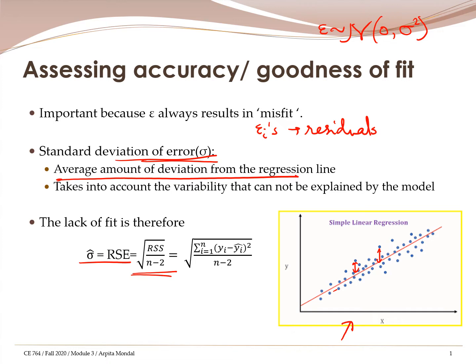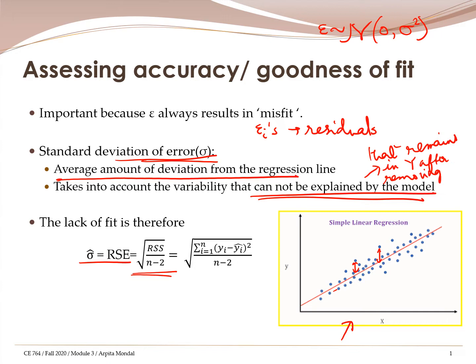Essentially, RSE is the variability that remains in Y after accounting for the effect of X. It is the variability that cannot be explained by the model. So it's the variability that remains in Y after removing the linear effects of X. All right.